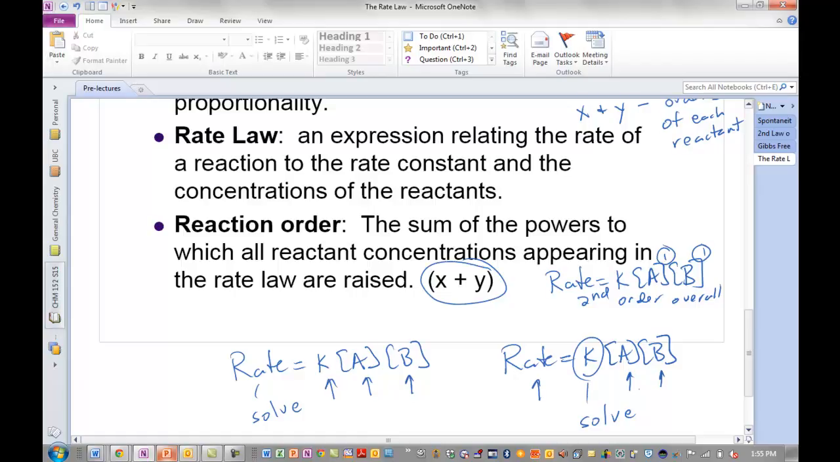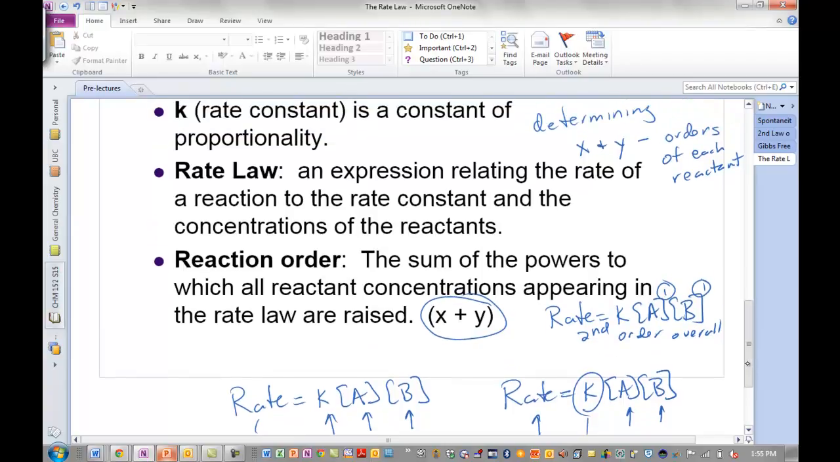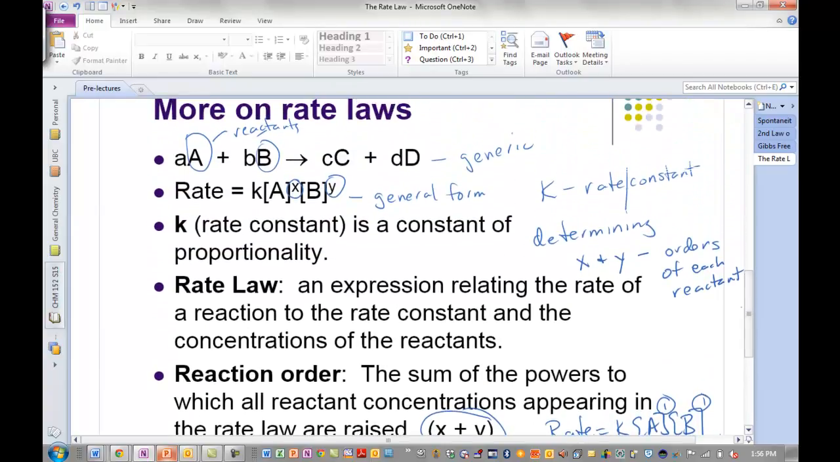So all I wanted to do in this pre-lecture is introduce you to the form of the rate law. It will always have this form. Let me scroll back up again. Rate will equal a rate constant k, concentration of each reactant raised to some power. Now we're going to have to figure out how to solve for x and y. We're going to save that for class.